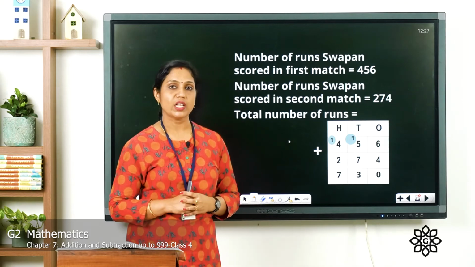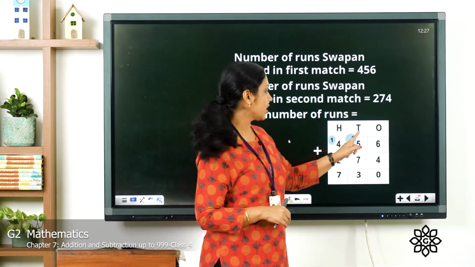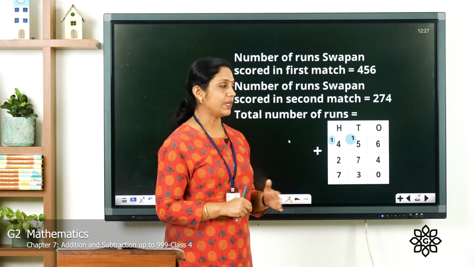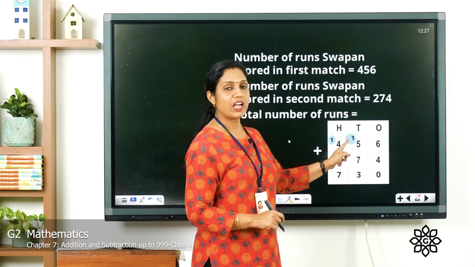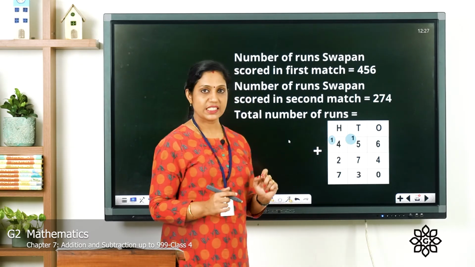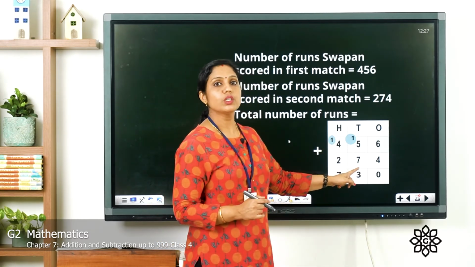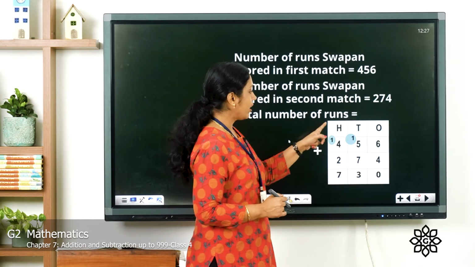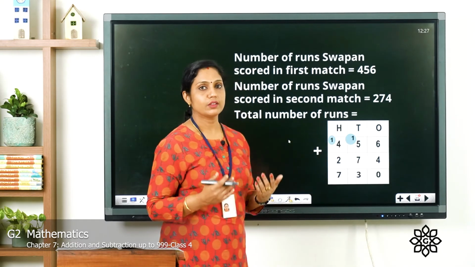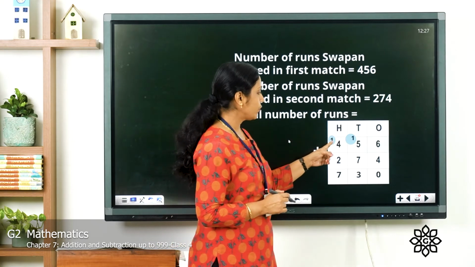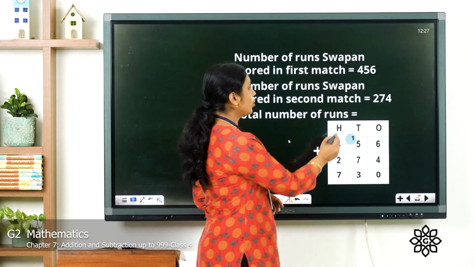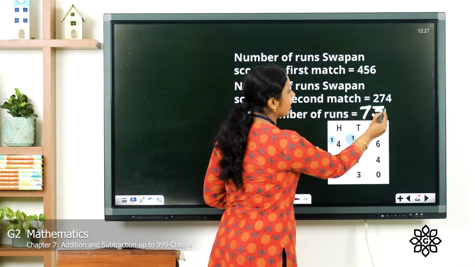So which numbers are there in the ones position? It is 6 plus 4. So 6 plus 4 is 10. Write the 0 in the ones place. 1 carry it over to the tens place. Now we have 1 plus 5 plus 7 in the tens place. So let's add 1 plus 5 is equal to 6. 6 plus 7 is equal to 13. The 3 we write in the tens place and 1 we carry it over to the hundreds place. So 1 plus 4 plus 2 we have to add in the hundreds place. So 1 plus 4 is 5. 5 plus 2 is 7 and the answer is 730. So the total number of scores is 730.